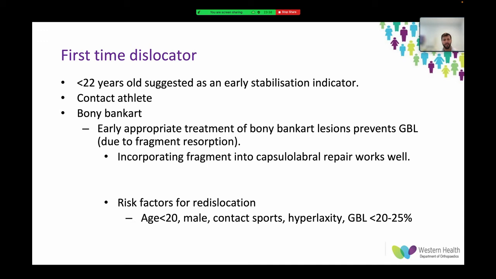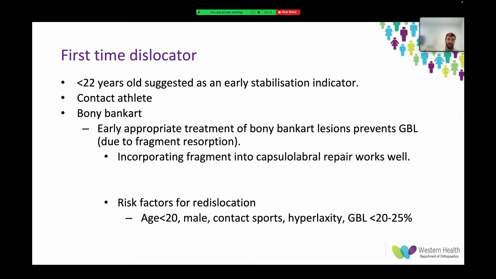However, I think there's more and more literature consensus that if you're less than 22 years old, you should be thinking about doing an early stabilization. Contact athletes as well. This is very United States driven, but a lot of contact athletes, the decision as to when to operate often is done in the off season with a view to return the next season. But contact athletes have a really high risk of redislocation and should probably have something done if they want to continue in that sport.